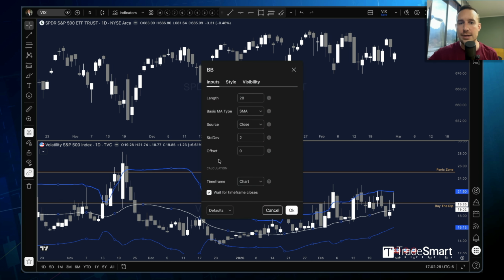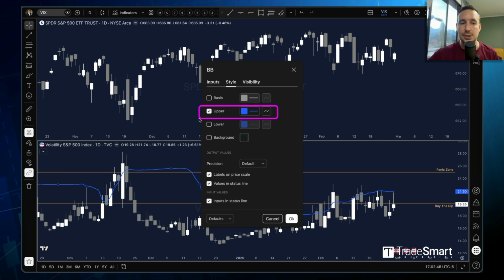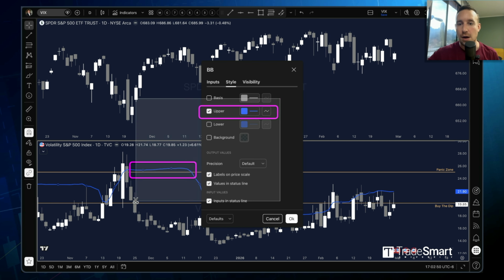Now, typically what I do is I actually turn off the midline and the bottom line because we actually don't care about, one, the 20-period moving average of the VIX, but I especially don't care about the lower 2 standard deviation on the VIX. It's not a level that really means anything to me. However, the upper level is really what I want to see. So that's the line that I've got marked out in blue here on the VIX.